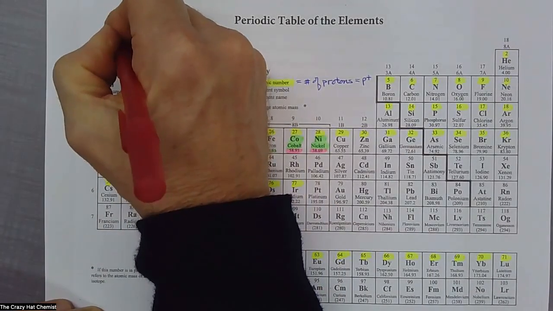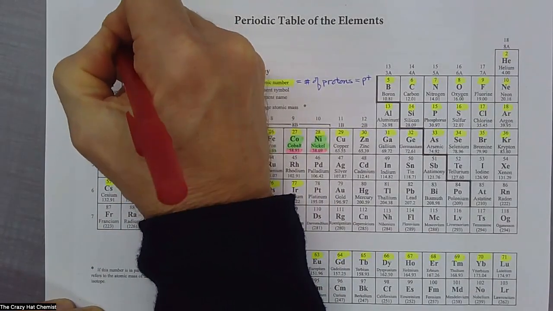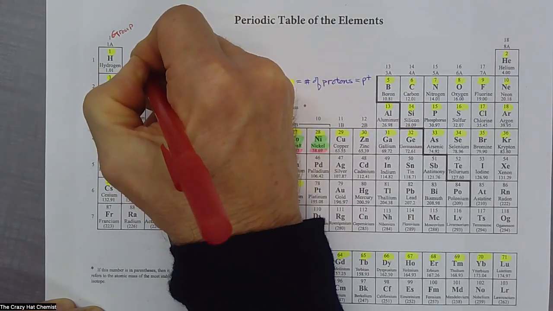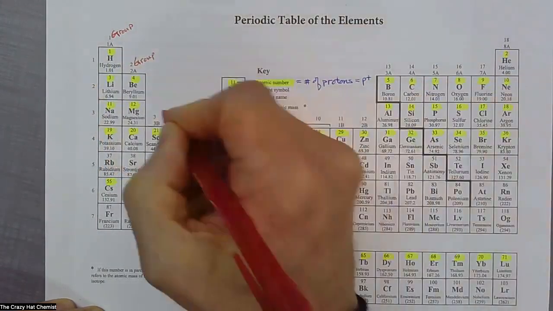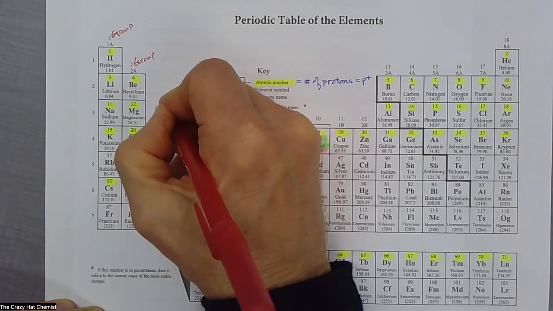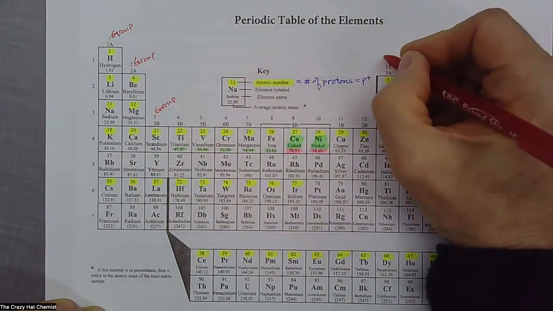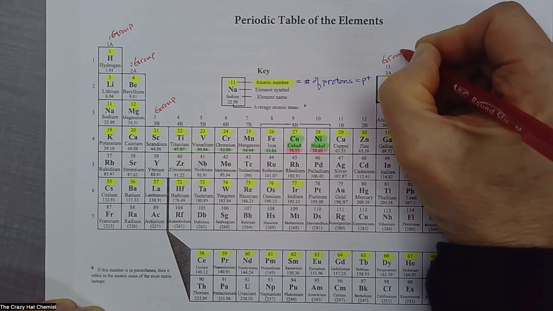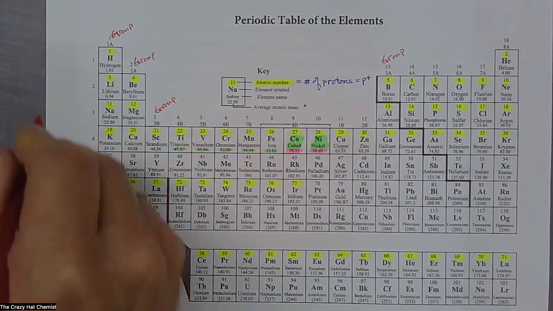So this is a group, a group, a group, and a group. And then periods are here.